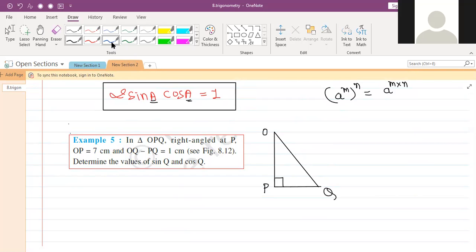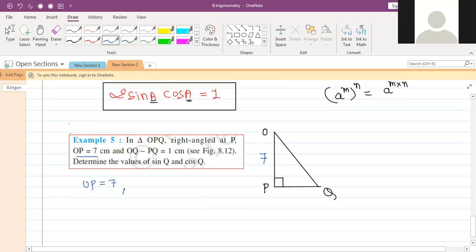In this question, they give two different values. One is given OP is equal to 7, and another is OQ minus PQ is 1. So OP is equal to 7 given, and we can also use OQ minus PQ is equal to 1. So using this second one, we can also write OQ is equal to 1 plus PQ. Understand this second step?